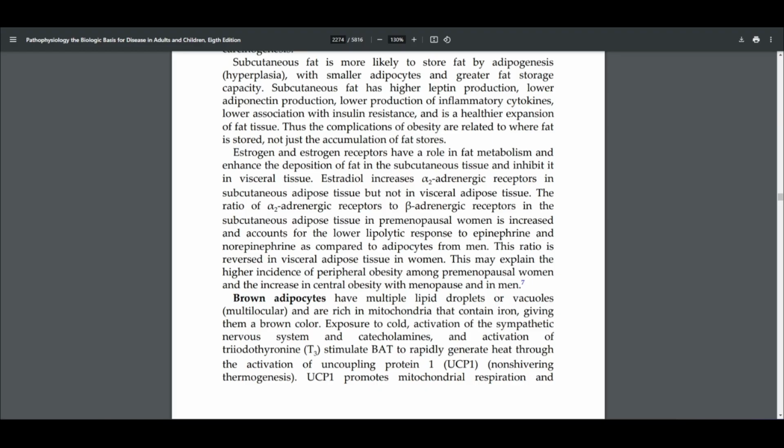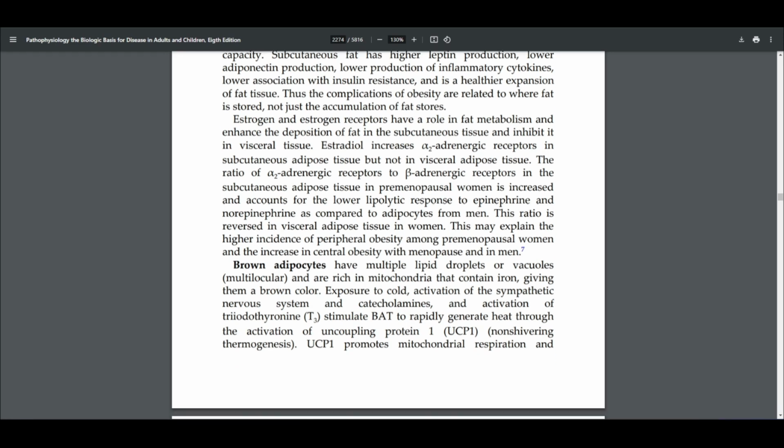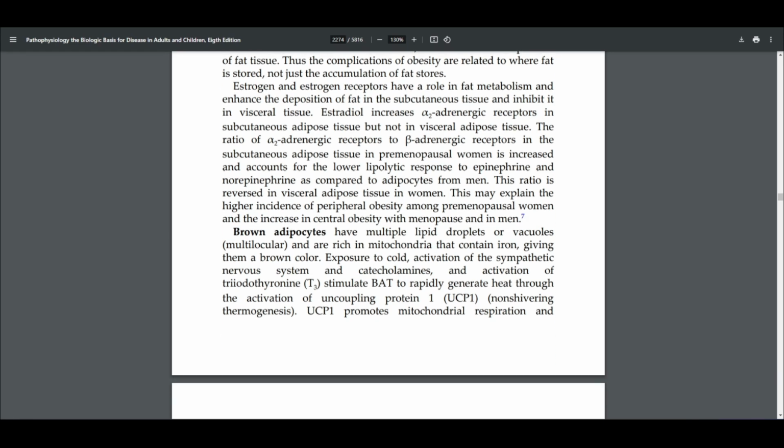Thus, the complications of obesity are related to where fat is stored, not just the accumulation of fat stores. Estrogen and estrogen receptors have a role in fat metabolism and enhance the deposition of fat in the subcutaneous tissue and inhibit its deposition in visceral tissue. Estradiol increases alpha adrenergic receptors in subcutaneous adipose tissue, but not in visceral adipose tissue.